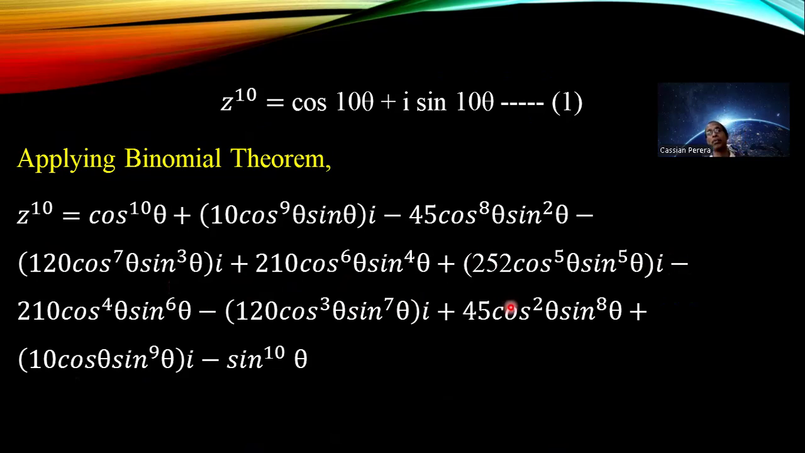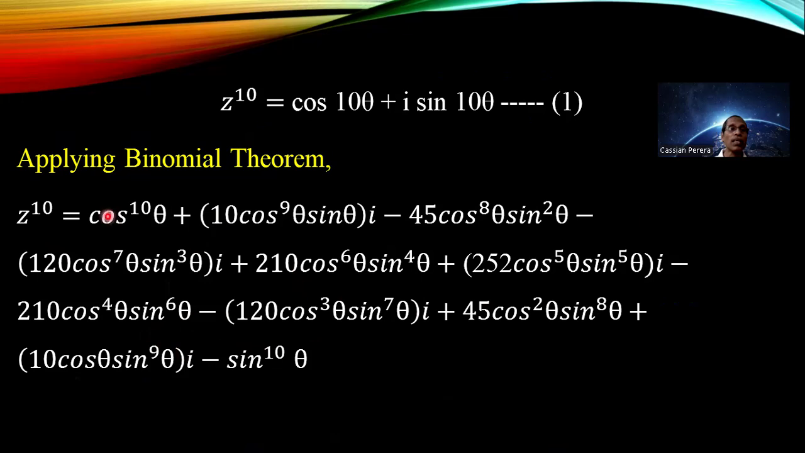i to the power 8 means i squared to the power 4. i squared means minus 1, and minus 1 to the power 4 means plus 1. And i to the power 9 means i to the power 8 into i, which is plus 1 into i. i to the power 10 means i squared to the power 5. i squared means minus 1, and minus 1 to the power 5 means minus 1 again.